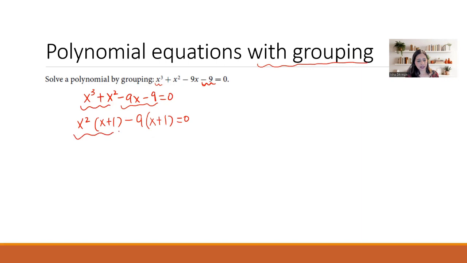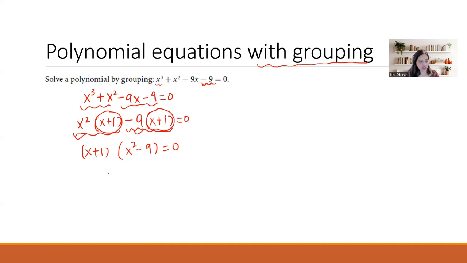Now you look at this expression and this expression. x plus 1 is sitting as a common factor in both of them, so take that out. Then you're left with x squared minus 9 after taking x plus 1 outside. So we were not able to factor it directly, but we were able to factor it with a different technique, grouping.